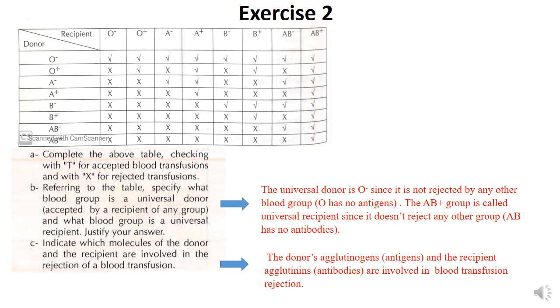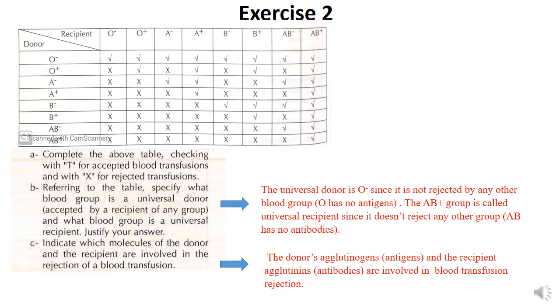Okay, we can start now with the correction of the exercises. Let's start with exercise 2. The first question, A: complete the above table, checking with T for accepted blood transfusions and with X for rejected transfusions. You have the table above, and it is filled with the answers, T or X.